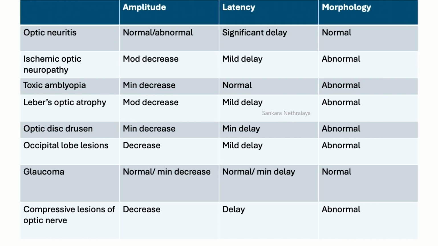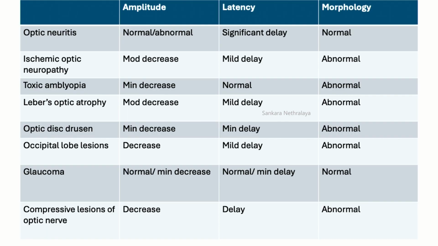Okay, you can have acute optic neuritis, what I'm talking about. In occipital lobe lesions, there's again a decrease of amplitude and very mild delay and abnormal configuration. Compressive lesions, again decrease amplitude, etc. The most important message from this chart is in retrobulbar neuritis or optic neuritis, you have mainly delay affected with or without amplitude being affected.